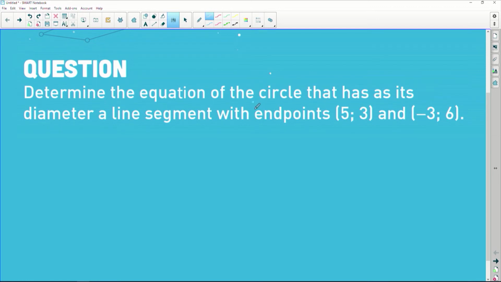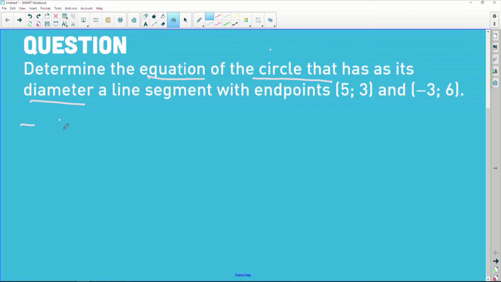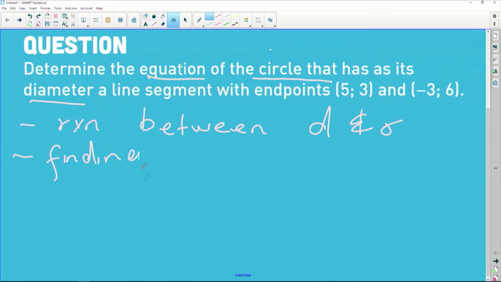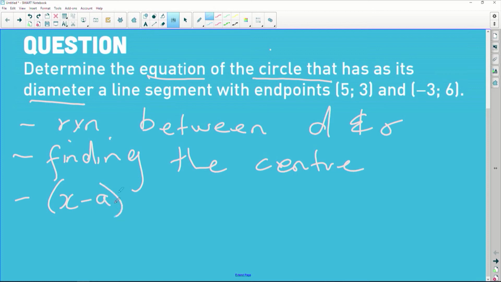So going back to the question, we need an equation of a circle there, and also we have a diameter. So we need to outline a few things that have to do with this particular question. One, I need to know my relationship between a diameter and a radius in order to be able to answer this question. The second thing that I need to know is how can I find the center of the circle? And then the third important thing will be expressing the equation of the circle in the form x minus a all squared plus y minus b all squared is equal to r squared.